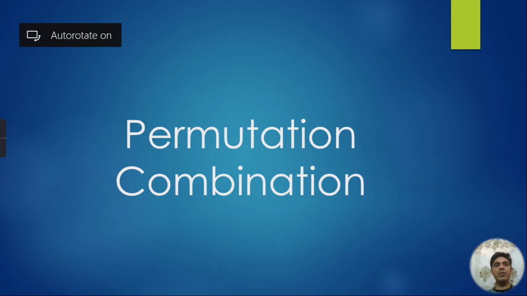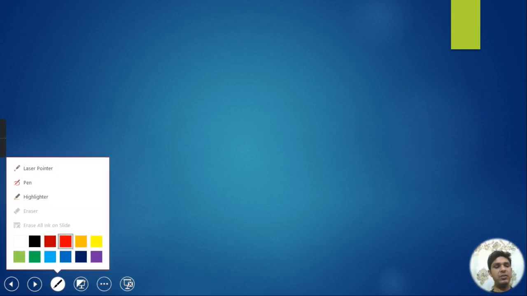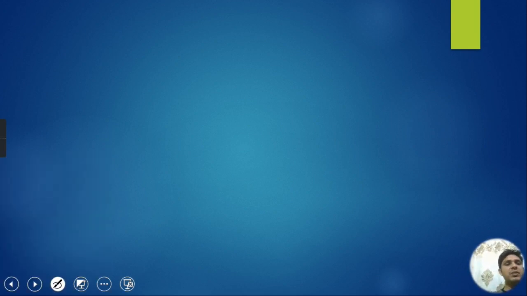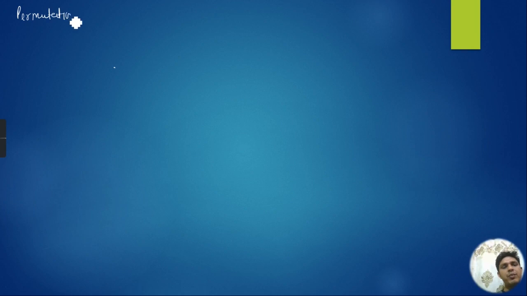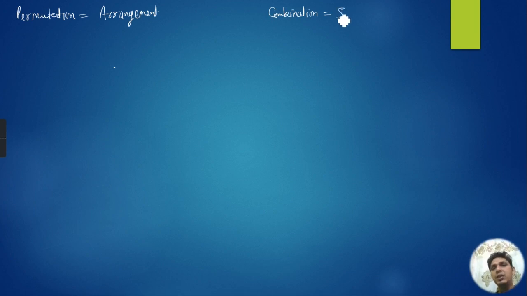So, students, the name of the topic is permutation and combination. As the name depicts, this topic is made up of two things. The first thing is permutation and the second thing is combination, right? Permutation simply means arrangement. And combination simply means selection. So the topic is made up of two things: permutation and combination. Permutation means arrangement and combination means selection, right?